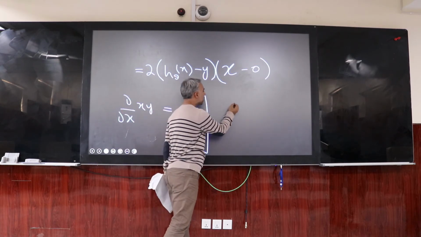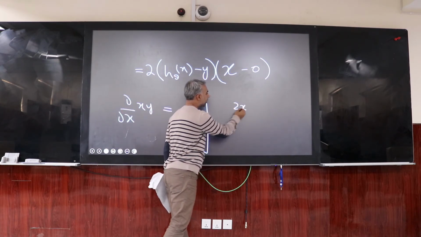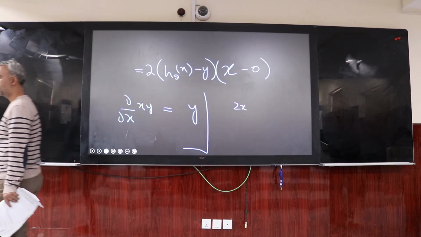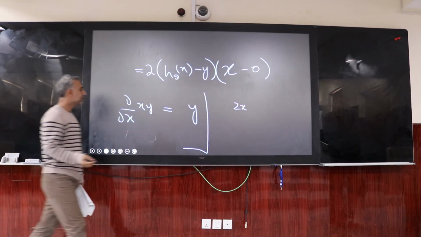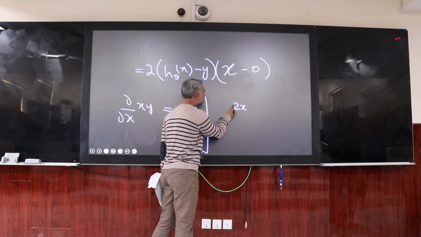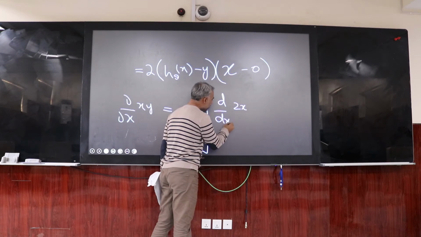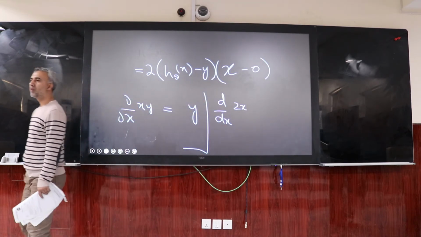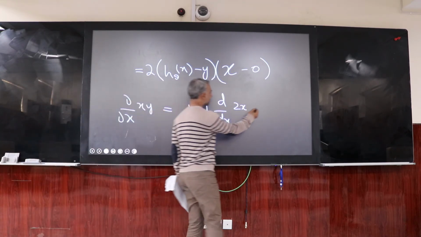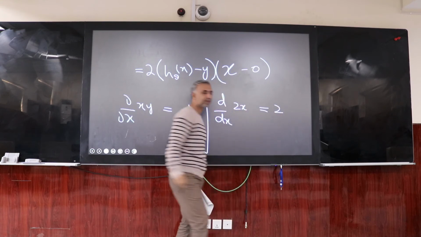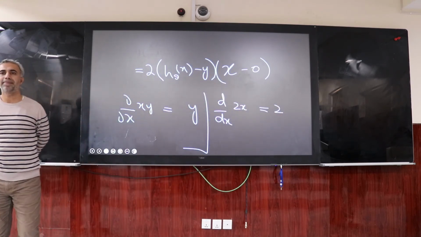No issue. If you have 2x and you want its derivative, it is simple. Partial derivative with a single variable, no need to worry. You want to differentiate it. What will the answer be here? 2. Is it okay? Yes.